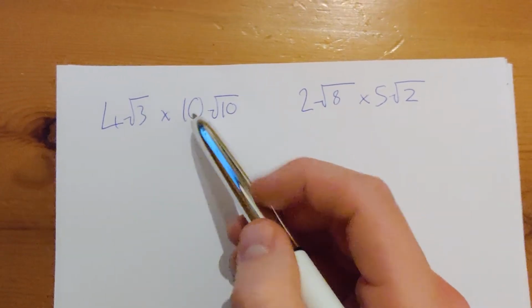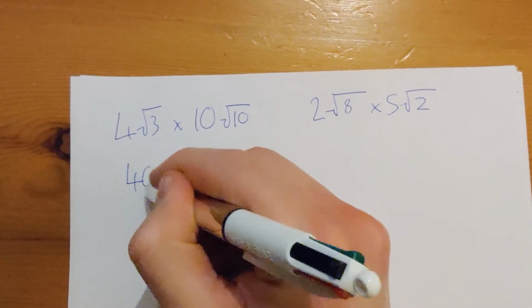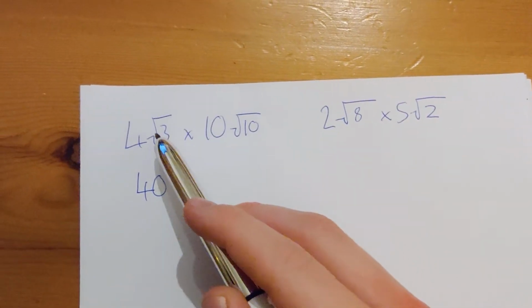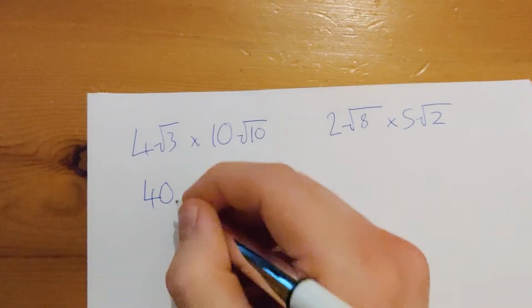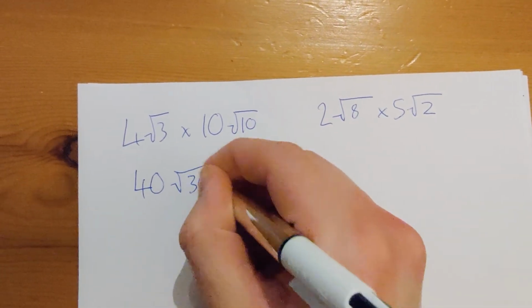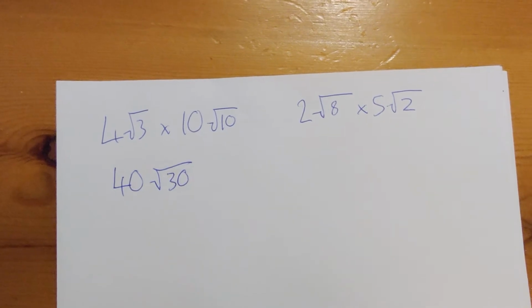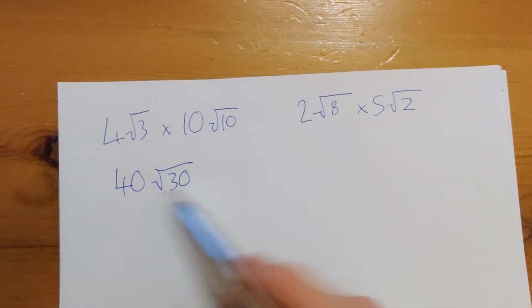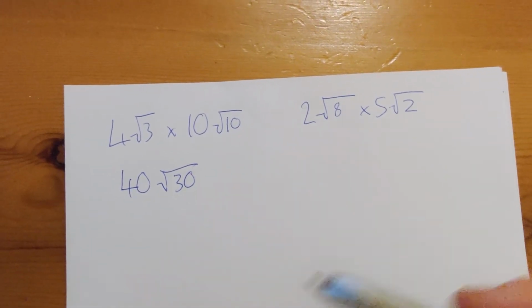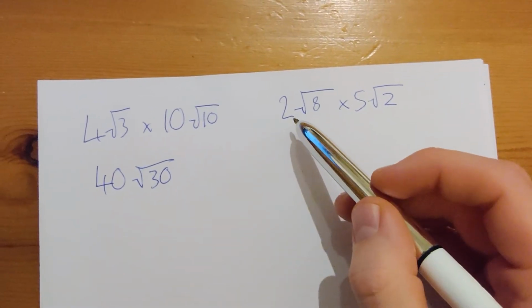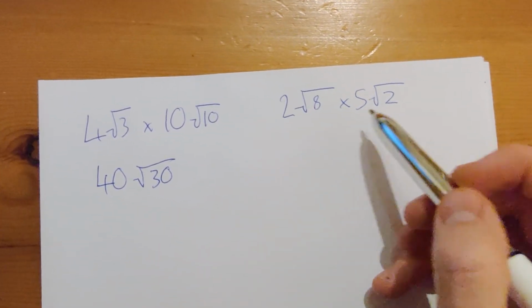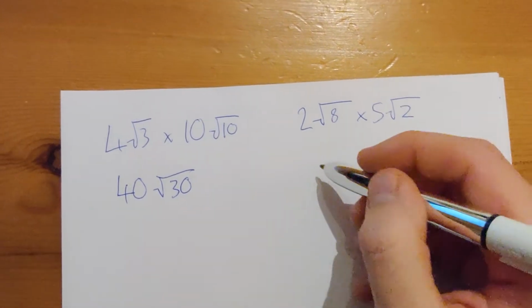So I can do 4 times root 3 times 10 times root 10, but I know that's the same as saying 4 times 10, which is 40, times root 3 times root 10, which is root 30. So it's as simple as that, really. I've just decided to multiply together the integers, and multiply together the surds to give me an answer.